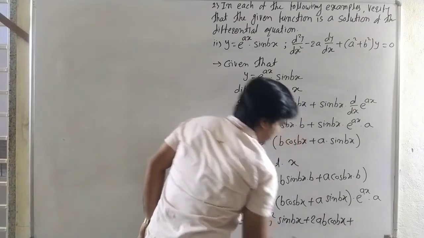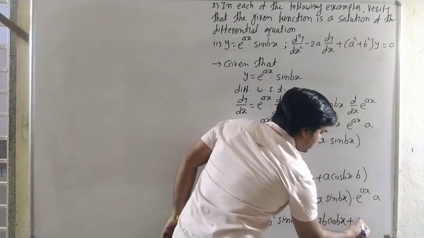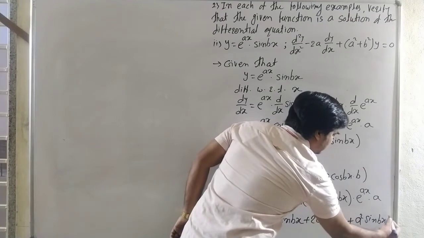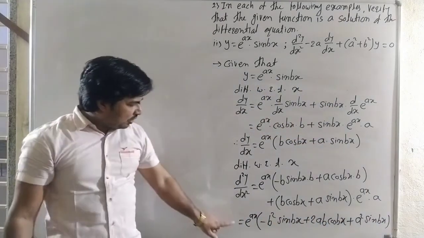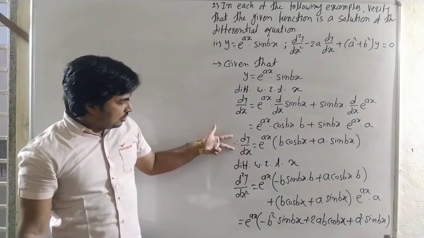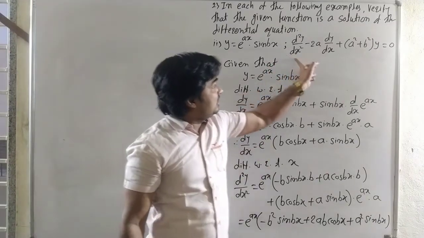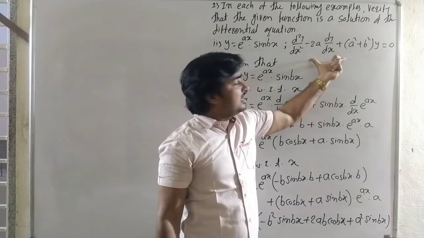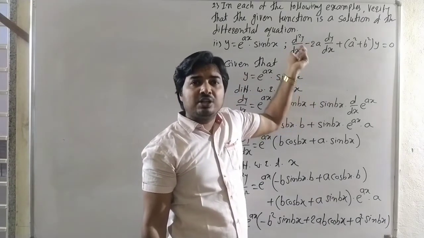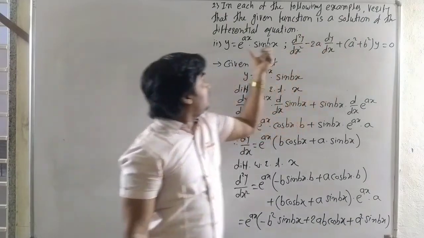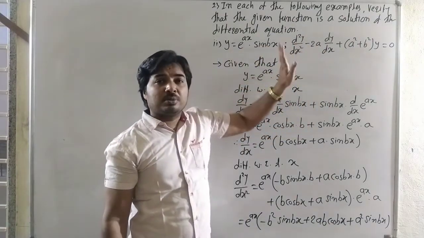Now plus a square sin bx, and now it is a second order derivative. It is a first order derivative, it is a second order derivative, but we want to show this relation. Again here, take LHS and put the value of dy by dx and d2y by dx2. When we get 0, then our relation is a solution of this differential equation.